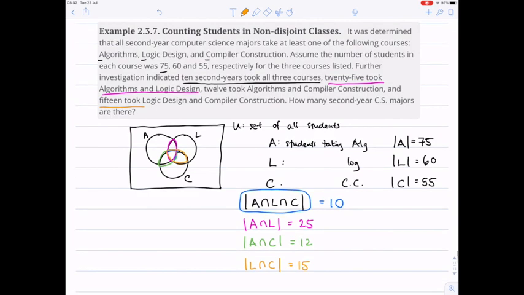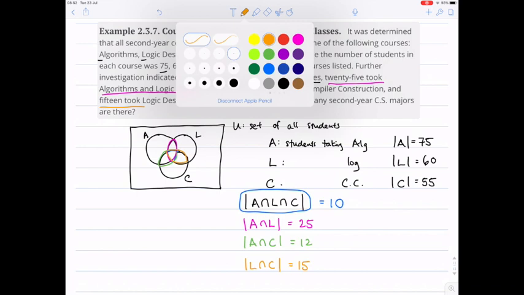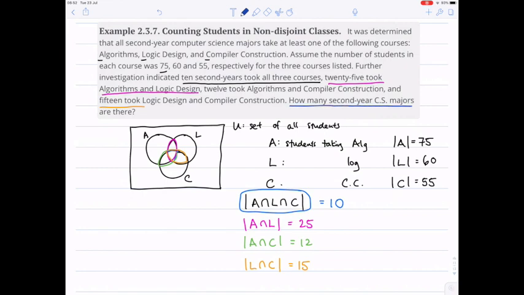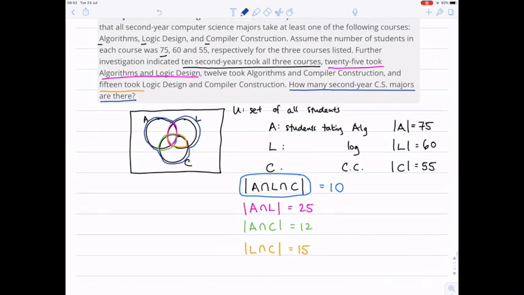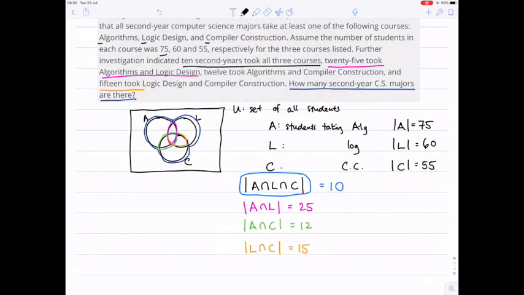And what we really want to work out is how many second year computer science students there are. So if we want to put that, let's try and find a nicer color. So we want how many computer science majors there are. Well, we know that all the students took at least one of these. So what we really want is the union of those three courses. So we want the size of the union of those taking algorithms, those taking logic design, and those taking compiler construction.